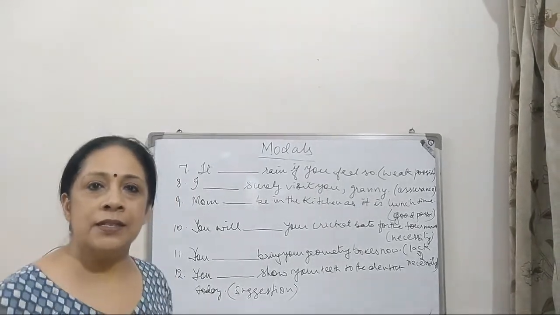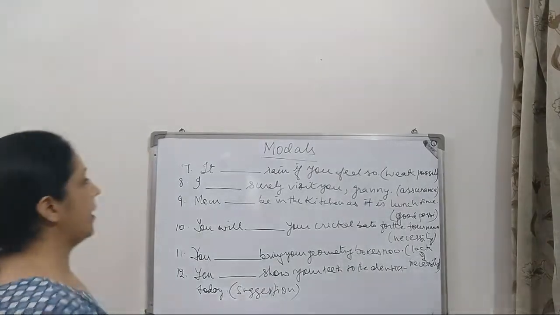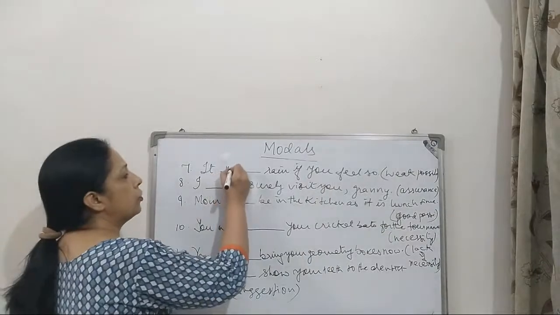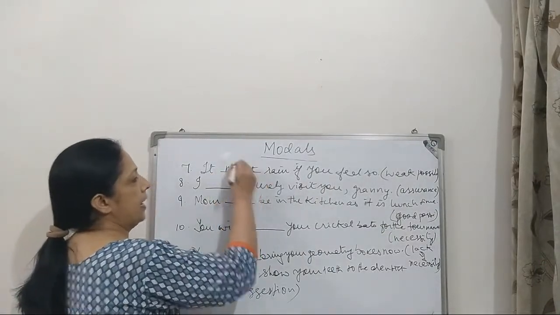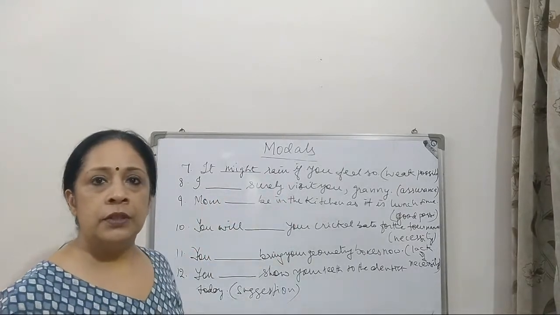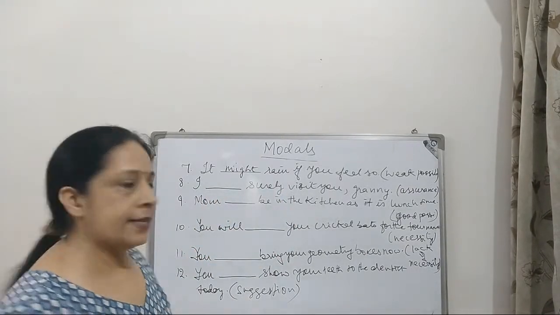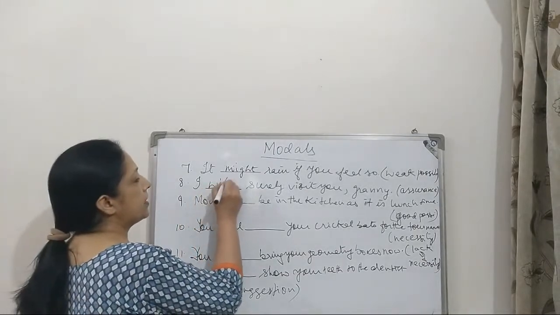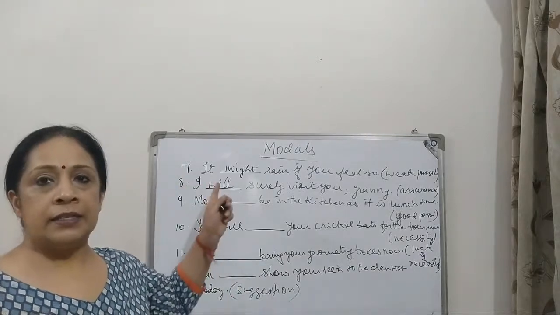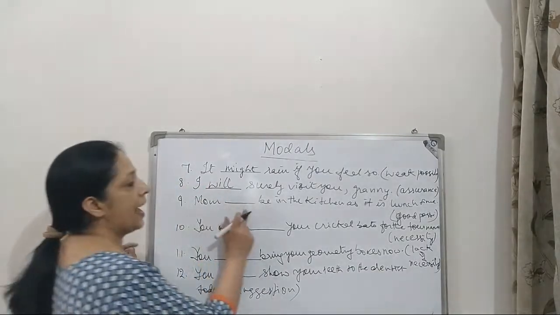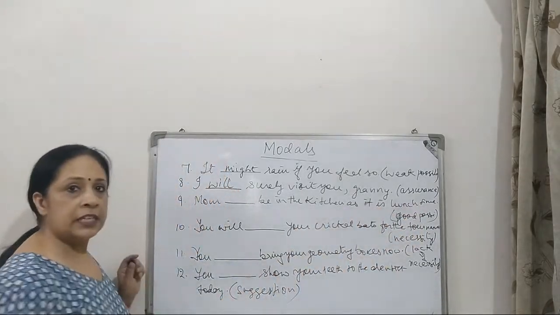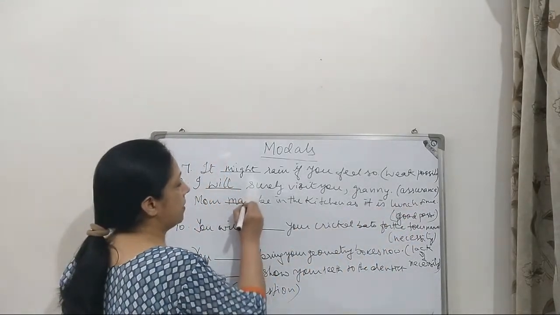Are you writing your answers? Yeah. All right. It dash rain if you feel so. Weak possibility. Very good. You all have written might, and that is correct. Assurance. I dash surely visit you. Yes, Miksha. Yes, Anubhav. I will, because we are reassuring someone, and that is will. Mom dash be in the kitchen. As it is lunchtime, it is a good possibility. So mom may be in the kitchen.